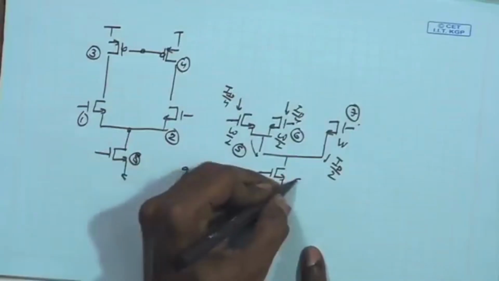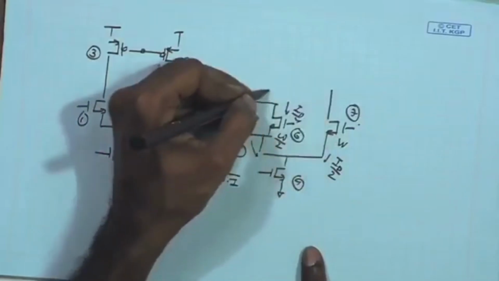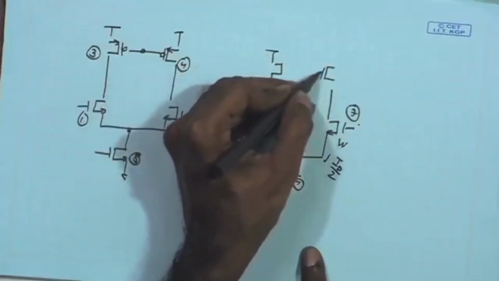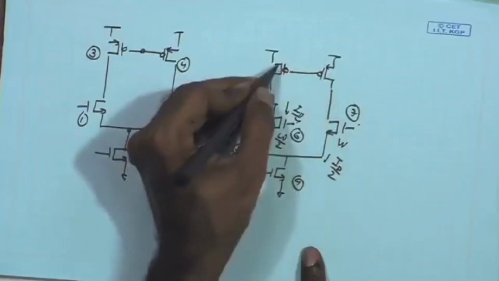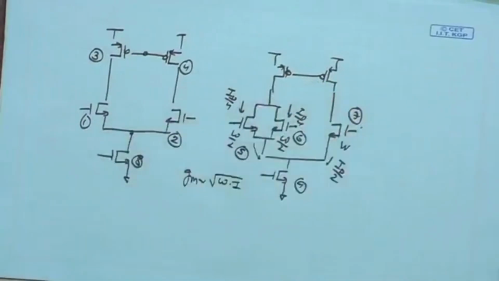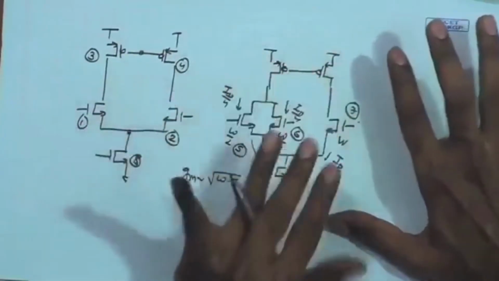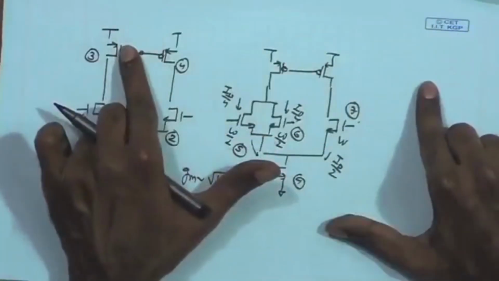Now the load side. I will decide upon the diode connectivity once we discuss the polarity, so let us leave that for the time being. One of them will have the diode connection, because this is the current mirror load. How will the diode connection be determined? That again depends upon the negative feedback polarity.